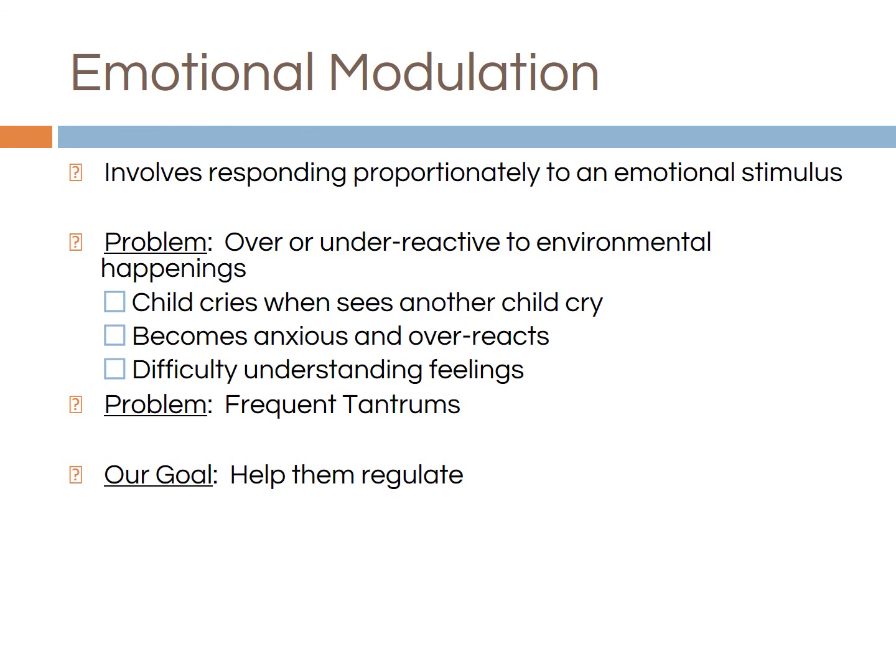Emotional modulation involves responding proportionately to an emotional stimulus. They become under-responsive to environmental happenings, and that's when they cry, or when they see another child crying without any reason. They become anxious, or they overreact to things in the environment, or they have difficulty understanding feelings. They have frequent tantrums, and we need to regulate them.